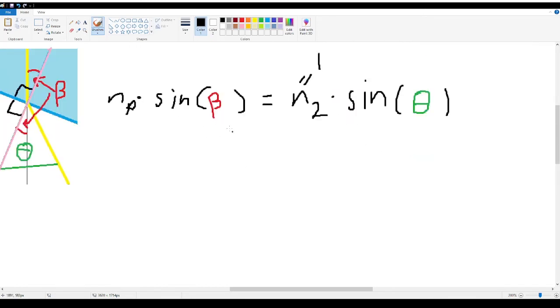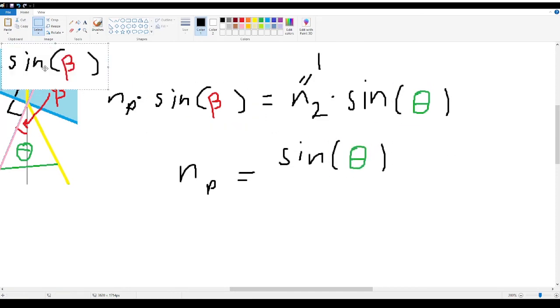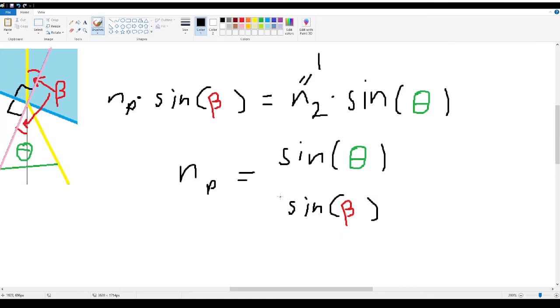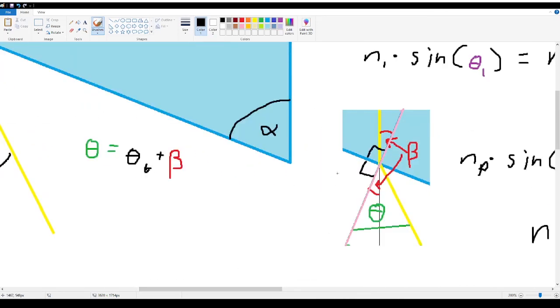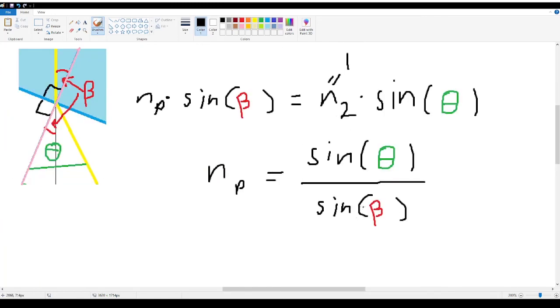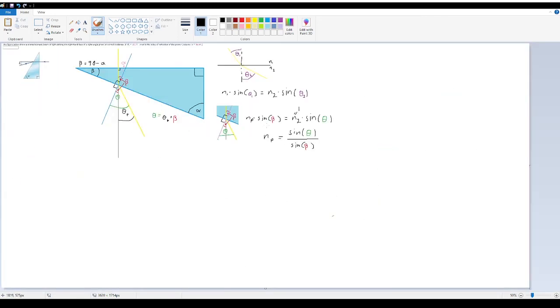And we know that's equal to 1. So when we algebraically rearrange, we can say that n of the prism is going to be equal to sine of the green angle over sine of the red angle. The red angle is beta, and we know that our green angle is once again beta plus our given angle theta t. So the last thing to consider is, is this in degrees or in radians? Well, quite obviously, it's in degrees. You're given it in terms of degrees, so it's in degrees.